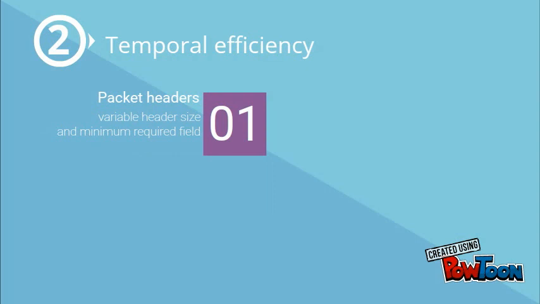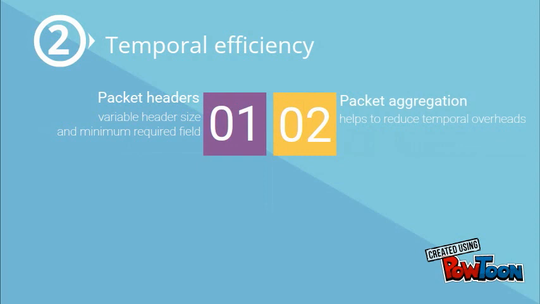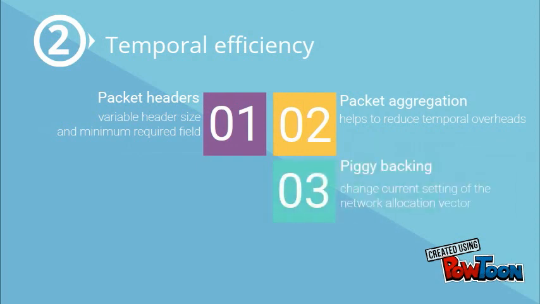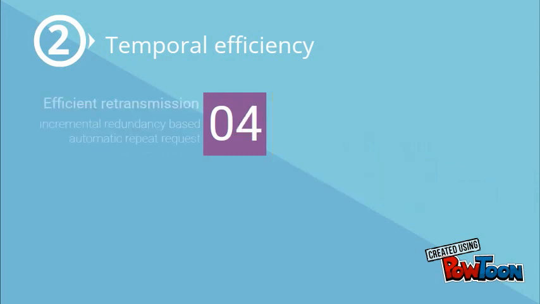Packet header overheads can be reduced by using variable header size and minimum required fields. Packet aggregation helps to reduce temporal overheads. We can piggyback the ACK with data to improve the efficiency. However, the current setting of the network allocation vector needs to be changed. Packet error is the major source of overheads, and can be reduced using the incremental redundancy-based automatic repeat request.